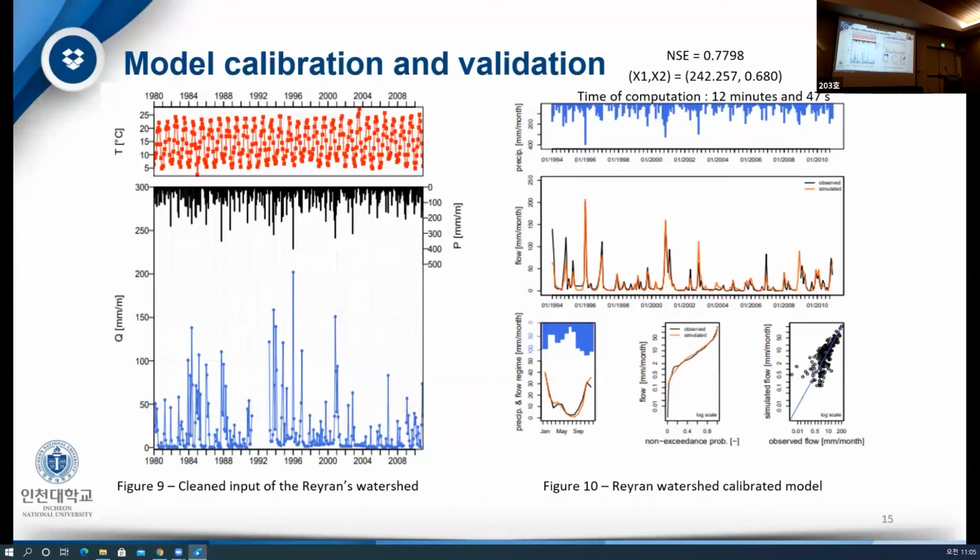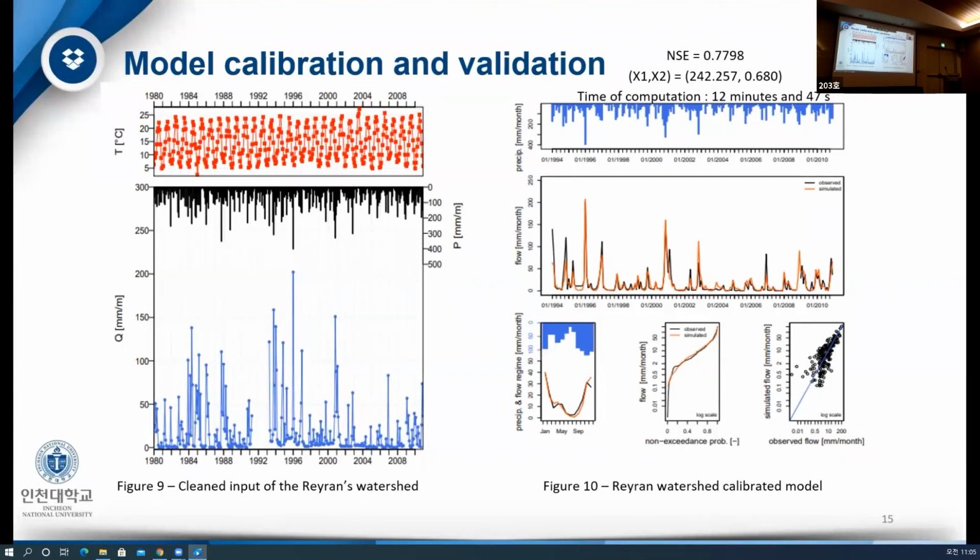So the calibration parameters were used as inputs for the validation, which gave us, after 9 screenings, an NSE of 0.798, which is an excellent performance for the model. And now these two sets of parameters, X1 and X2, are the ones that best characterize this watershed and can be used to inform future discharge variation.